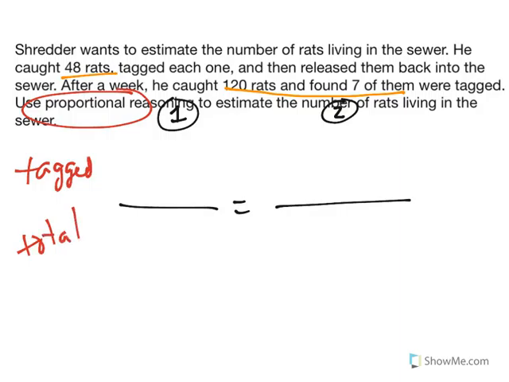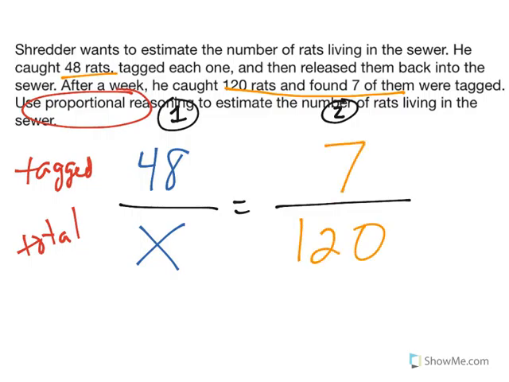So the first time he caught them, we know that he tagged 48. Do we know how many total rats there were? No. We just know that he caught 48 and he tagged them, but we don't know how many total rats were in the sewer. The second time, the total number that he caught was 120, and 7 of them were tagged.